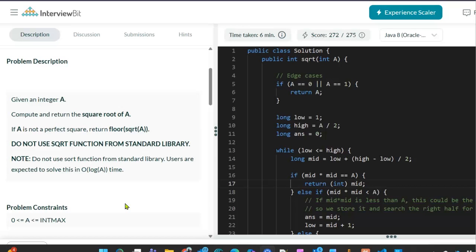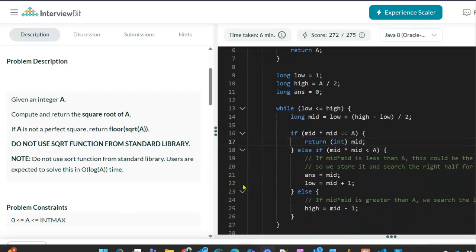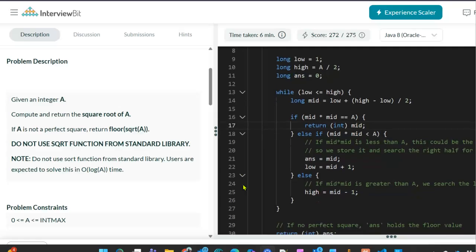Now if A is 0 or 1, those are edge cases. We don't really have to do any work there. Square root of 0 is 0. Square root of 1 is 1, so we just return it. Now, we're going to do a binary search, all right?